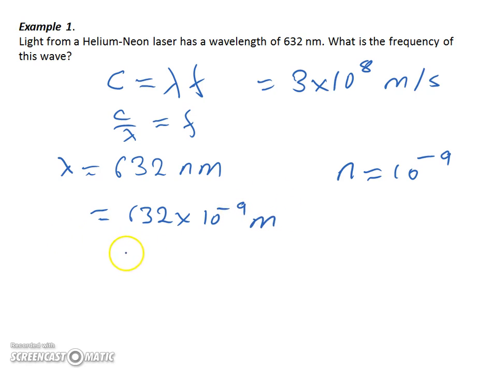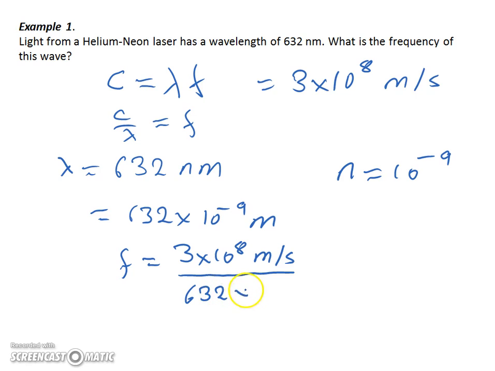And putting it together, what we require is the frequency is the velocity of light, 3 times 10 to the 8 meters per second, divided by the wavelength, which is 632 times 10 to the minus 9 meters. So clearly the meters will cancel and we will be left with an answer in per second, and the number that we get is 4.75 times 10 to the 14. So it's a big frequency.